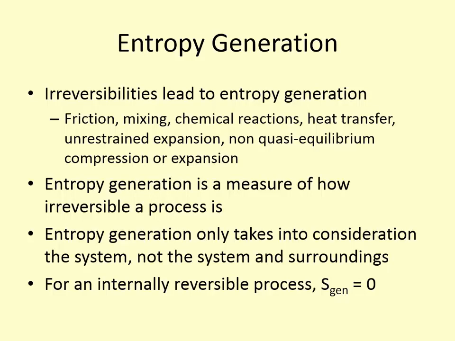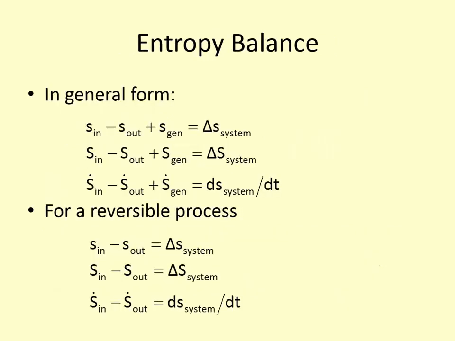As we're trying to maximize work output or minimize work input, another way of doing that is by minimizing entropy generation. Again, if we're looking at entropy generation from the energy balance equation, we're just looking at it in terms of the system, not the system plus the surroundings as we did here. For an internally reversible process, entropy generation is equal to 0. We will not have any entropy generation if our process is reversible, because irreversibilities are what lead to entropy generation.